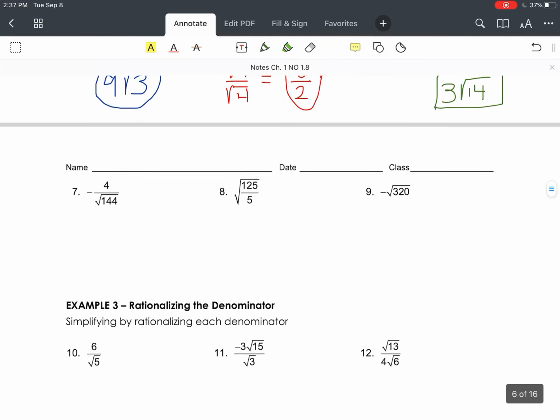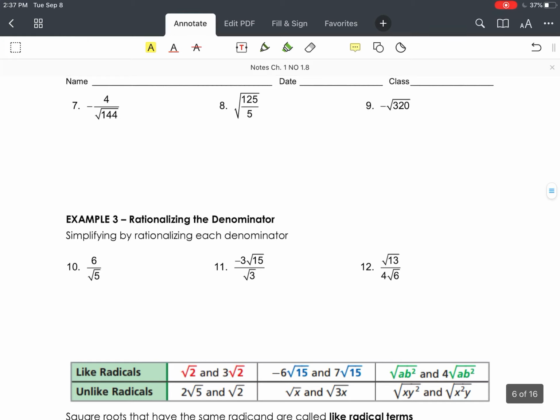You might notice, especially in 7 and 9, that negatives are going to pop up. The negatives are fine. They'll just stay out in front. You cannot take the square root of a negative number, but notice the negatives are on the outside of the square root for both 7 and 9. So that should not impact your ability to take the square root of those numbers. So pause and check your answer against the key.